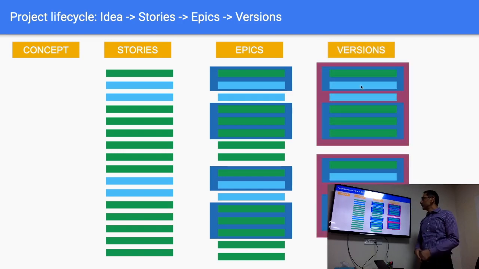And then from epics, we look at versions. Versions are typically a set of stories or epics that we expect to deliver within a certain time frame.